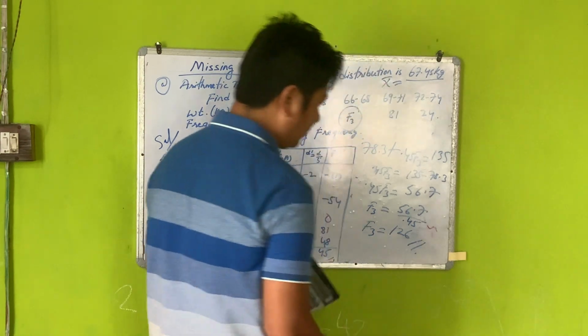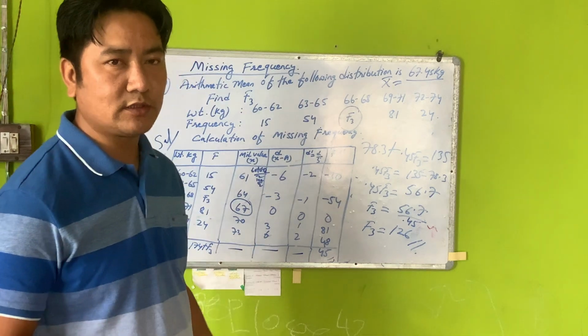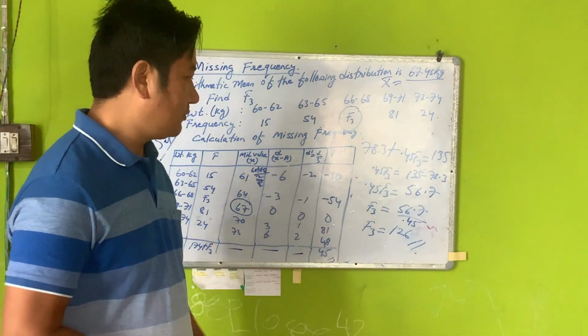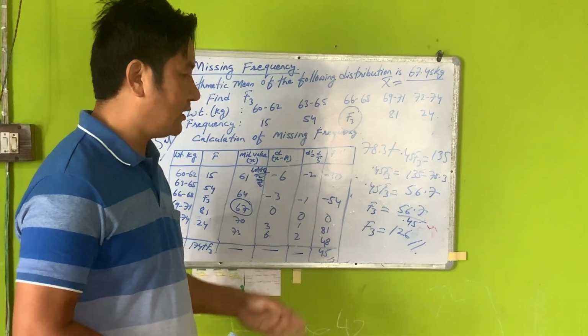So this is how you found f3, the missing frequency. Sometimes they ask you to find the missing frequency. At that time you have to do it like this.